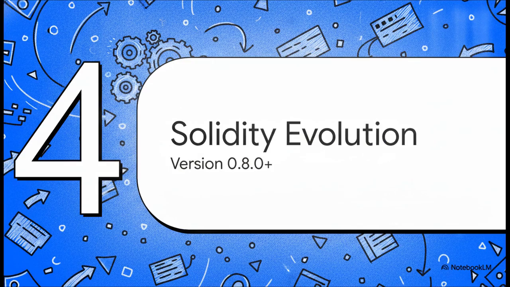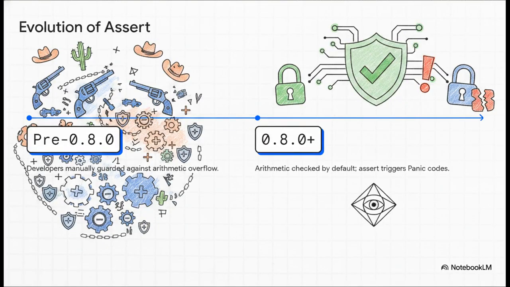Which brings us to Section 4, Evolution in Solidity 0.8. If we look at the history, we can really divide the use of assert into two eras. In the Wild West days, before Solidity 0.8.0, arithmetic operations didn't actually check for overflow or underflow by default. Because of this, developers had to manually write assert statements all over their code just to guard against really basic math errors. But in Solidity 0.8.0 and beyond, safe arithmetic is checked by default by the compiler. This was a massive paradigm shift. It basically means that today, assert is largely unnecessary for basic math overflow checks, which frees up elite developers to reserve this incredibly powerful tool strictly for complex, high-level invariant checking.